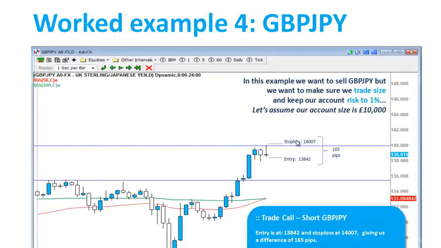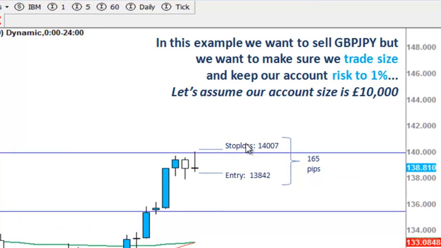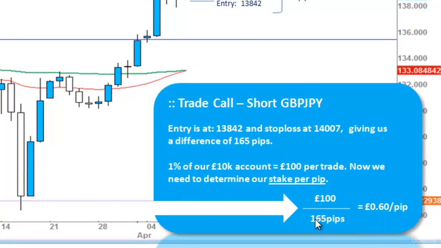Let's take a look at pound yen, also known as the twisted sister, and our £10,000 account here. We're looking to sell off this high test bar, off this level at 140. Our entry is just below the low of the bar at 138.4, and our stop loss is just above the high at 140, giving us a difference of 165 pips between our entry and our stop loss. We risk 1% of our account, which is £100, divided by the difference between our entry and our stop loss, giving us 60 pence per pip. We don't want to risk any more than that for our stake size with our broker.